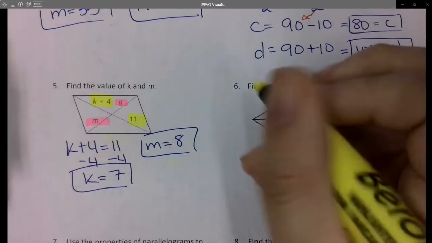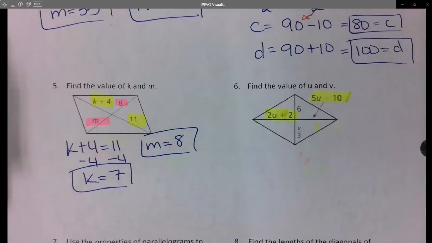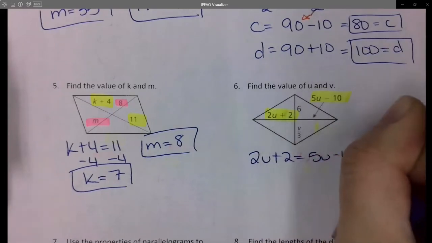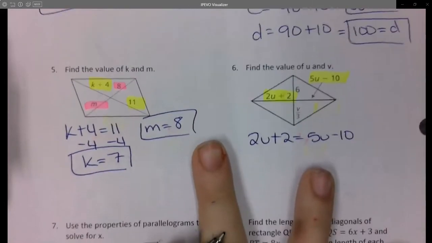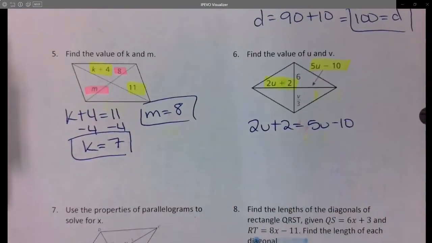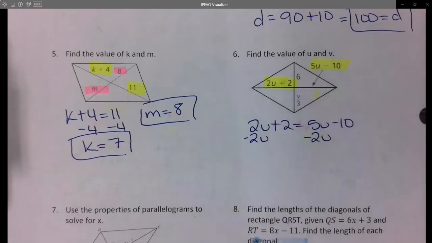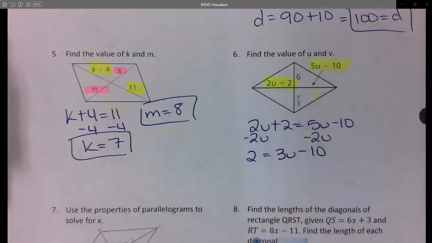So same thing for number 6. I'm going to start off with my u's. This one is equal to this one. So I set them equal. I want to get all of my variables over the same side. So I'm going to subtract 2u on both sides. It'll get me 2 on the left, 3u minus 10 on the right.